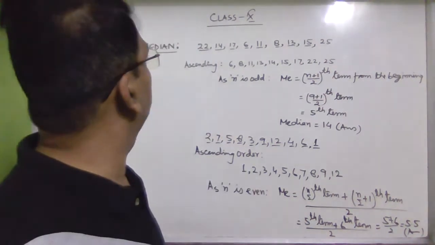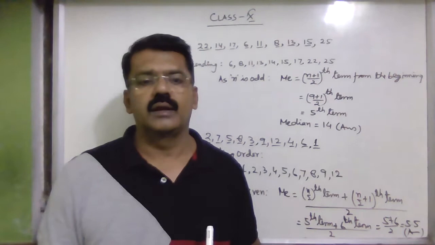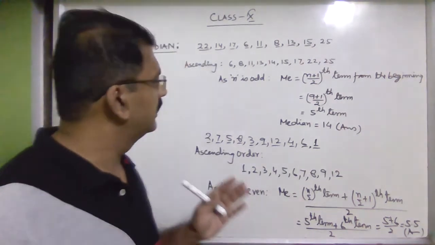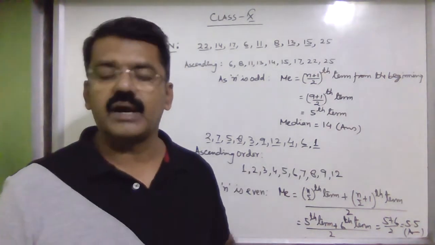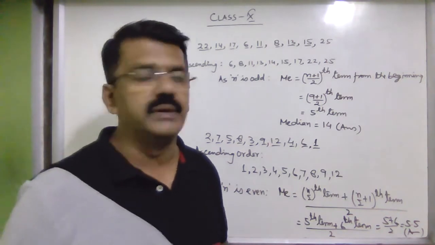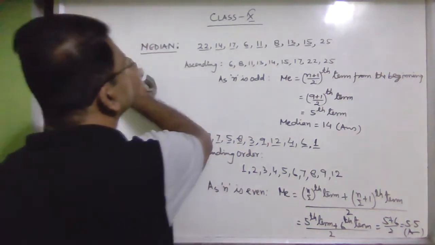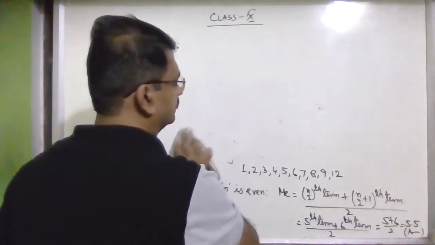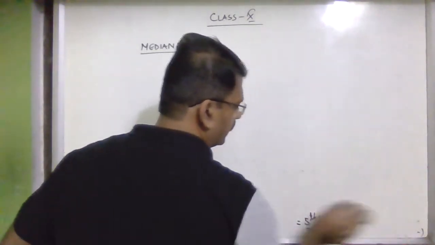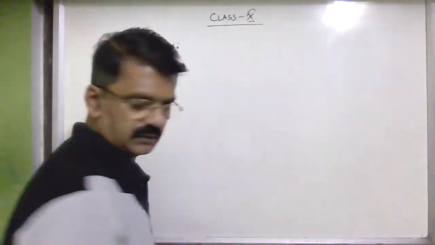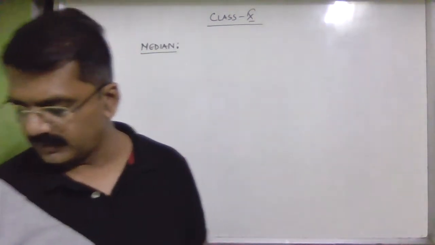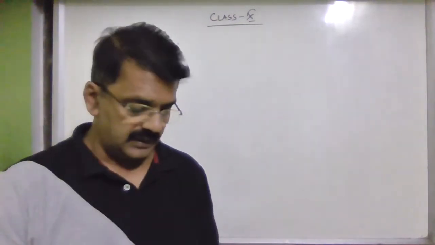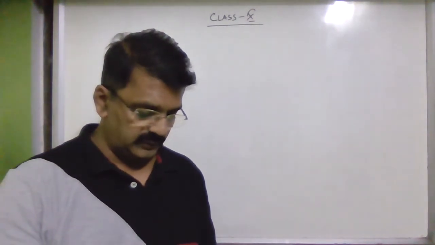So this is the median of ungrouped data. Now I am going to tell you the median of grouped data. To find the median of grouped data, I will first give you an example.